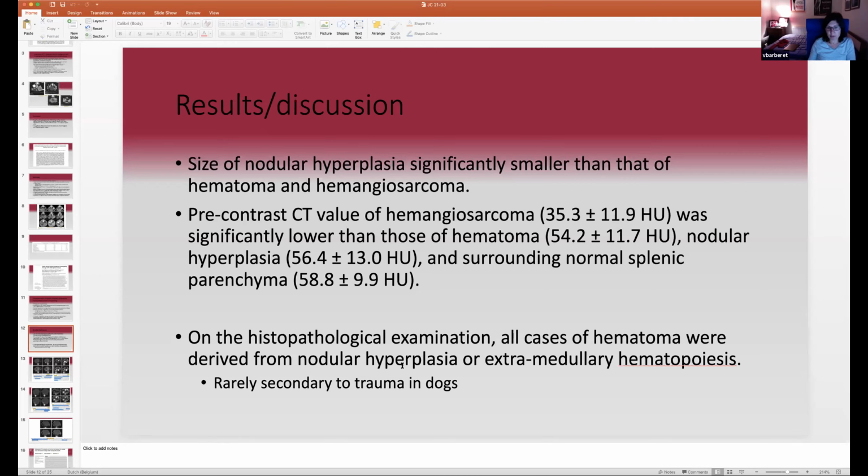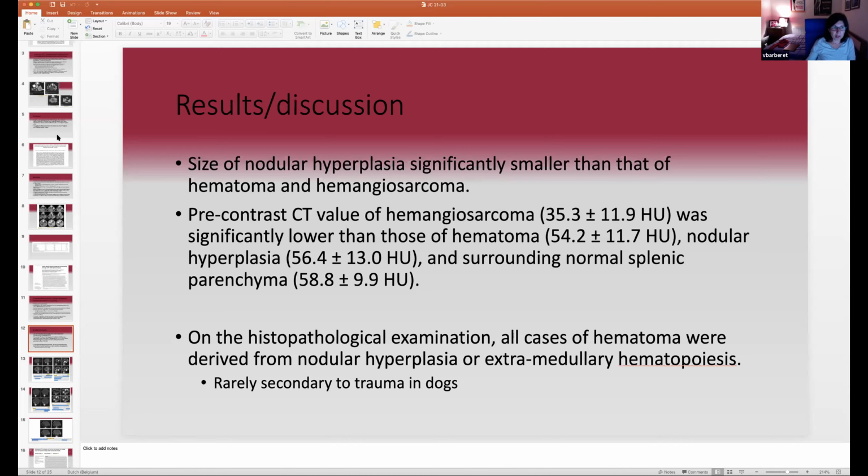Something that I noted from the discussion that I thought was quite interesting, and they mentioned it in another article as well, is that on histopathology, the cases of hematomas are basically secondary to nodular hyperplasia or extramedullary hematopoiesis, and rarely secondary to trauma in dogs. And they mentioned that to explain the contrast enhancement that we see in those hematomas, because if it would be a pure hematoma from a trauma, so just blood and a big blood clot, you wouldn't expect to see contrast enhancement, or not centrally, but just in the periphery, for example.